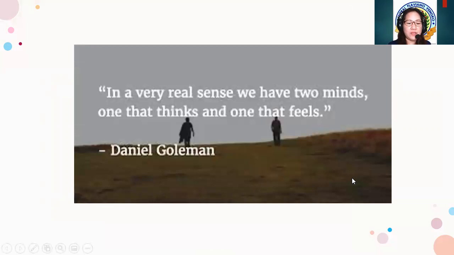So according to Daniel Goleman, in a very real sense we have two minds. And what are those? The one that thinks and one that feels. So ano pong pakaintindi niyo dyan? Okay, so thank you. Moving on to the last.